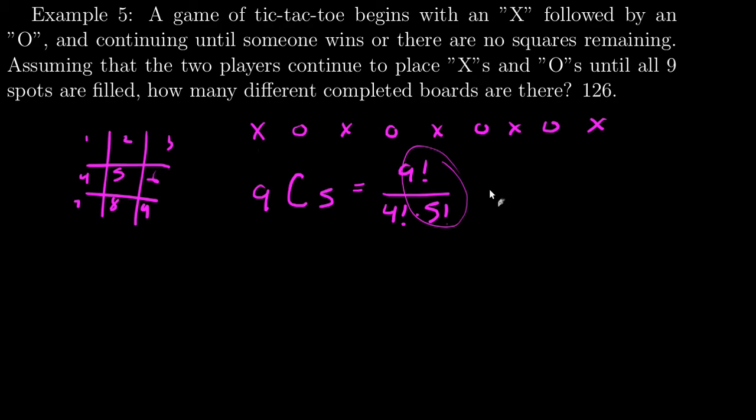Oh, sorry, this is the bigger denominator, so I'm going to cancel out with that. So 9 times 8 times 7 times 6 times 5 factorial, which will cancel out with this 5 factorial. 4 factorial is going to give you 4, 3, 2, 1.